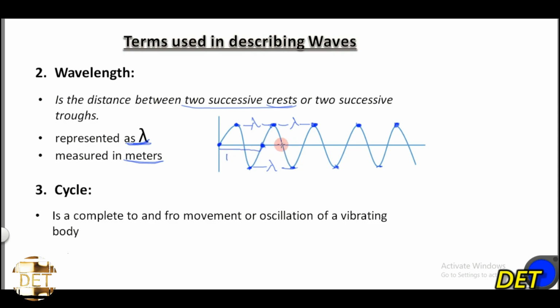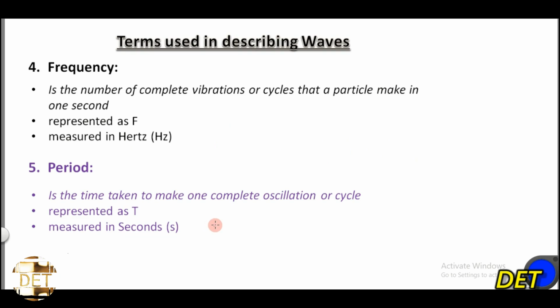From this point to this point is another cycle. Like I said, a cycle usually consists of one crest and one trough. So from here to here is another cycle. From this point to this point is another cycle. So just know the definition of the cycle, that it is a complete to and fro movement or oscillation of a vibrating body, right?